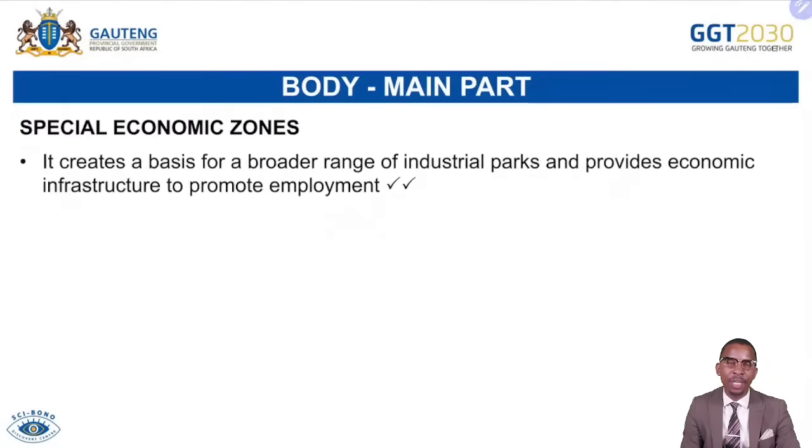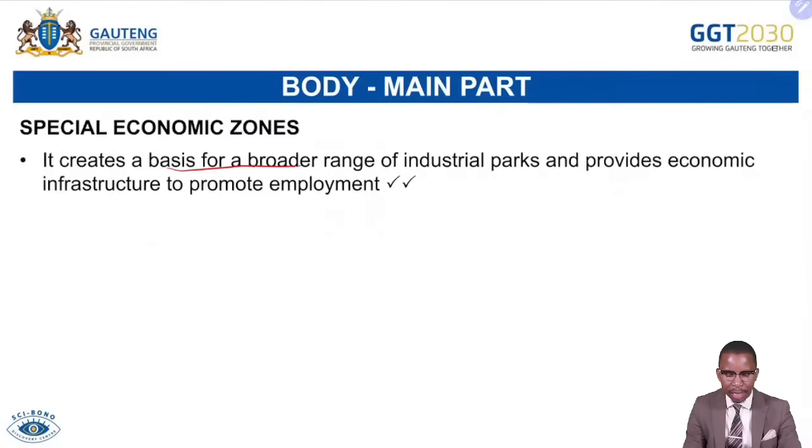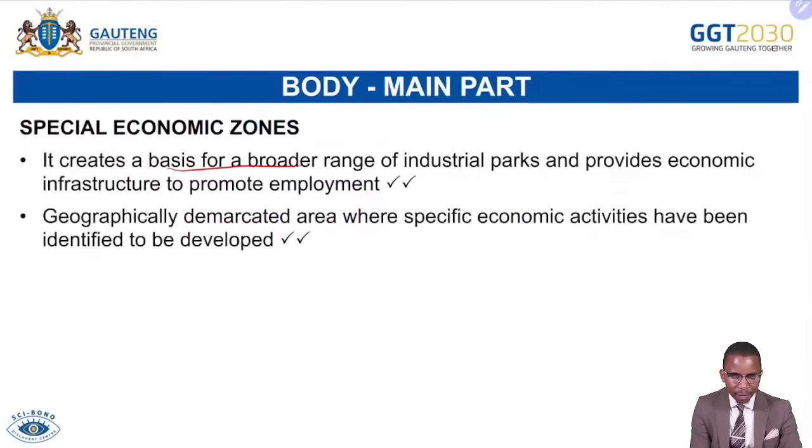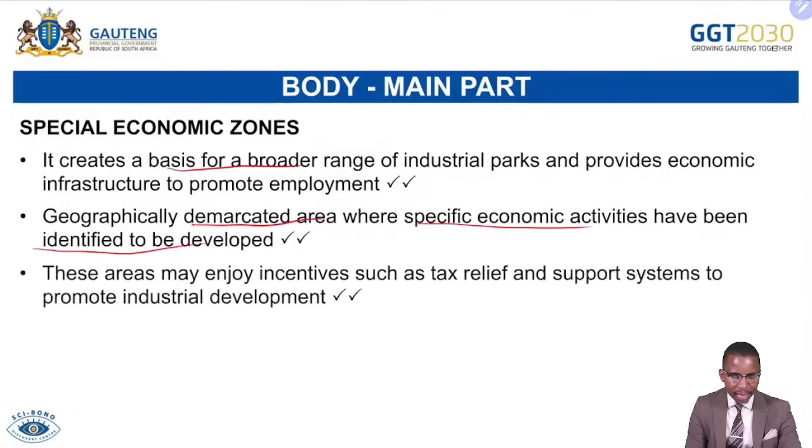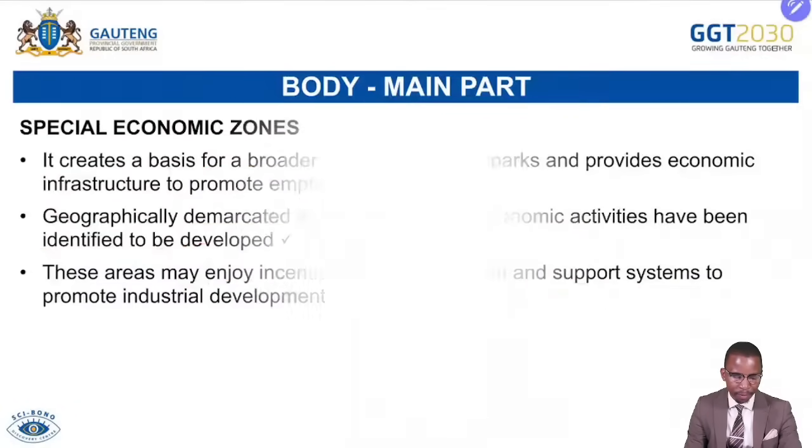And then we continue. SEZ, remember, ITZ are currently in place. Remember, there are 6 of them in South Africa, special economic zones. It creates the basis for a broader range of industrial parks and provides economic infrastructure to promote employment. It is a geographically demarcated area where specific economic activities have been identified to be developed. These areas may enjoy incentives such as tax relief and support systems to promote industrial development.